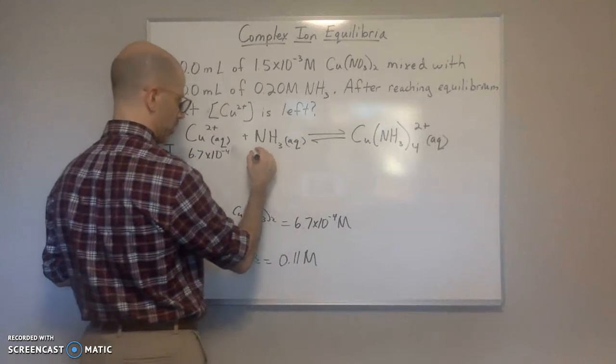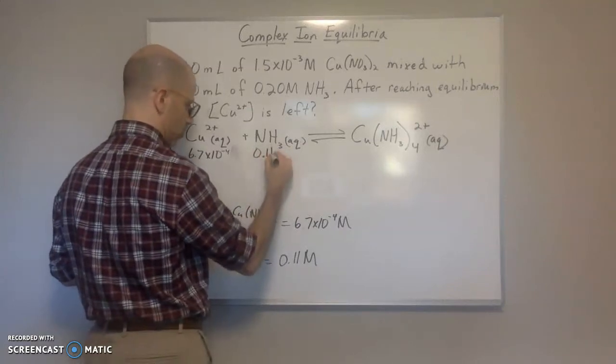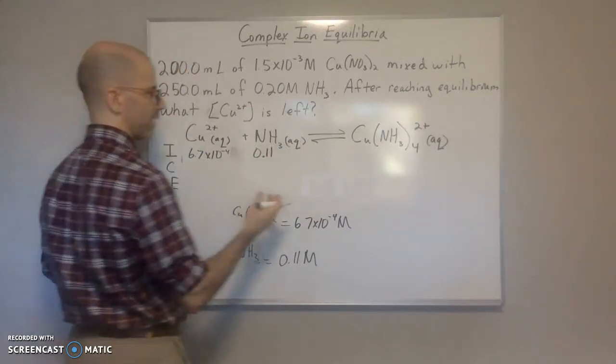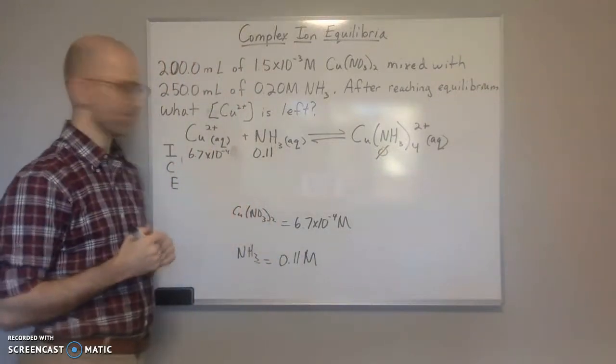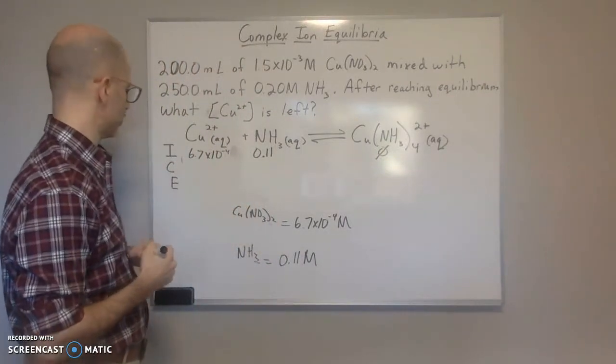Ammonia, we're starting with 0.11. And then to begin with, this is going to be 0. We haven't formed any complex yet. And now we're looking at the change.